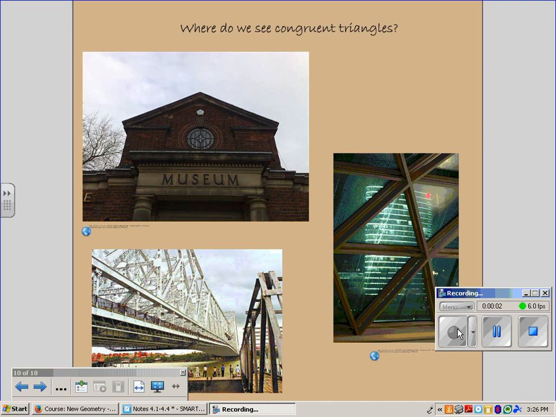Hello, here's the second podcast in Chapter 4 talking about SSS and SAS congruency. It's really important that we talk about congruent triangles, because triangles, again, are considered the most stable of all shapes. We use them a lot in our buildings, in our bridges. So we're again looking at why things need to be congruent, and we're going to focus on triangles using our two new postulates.